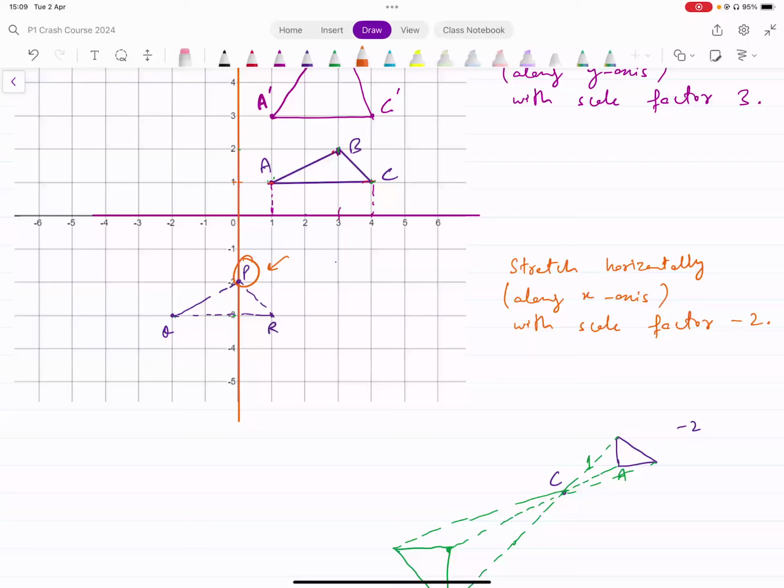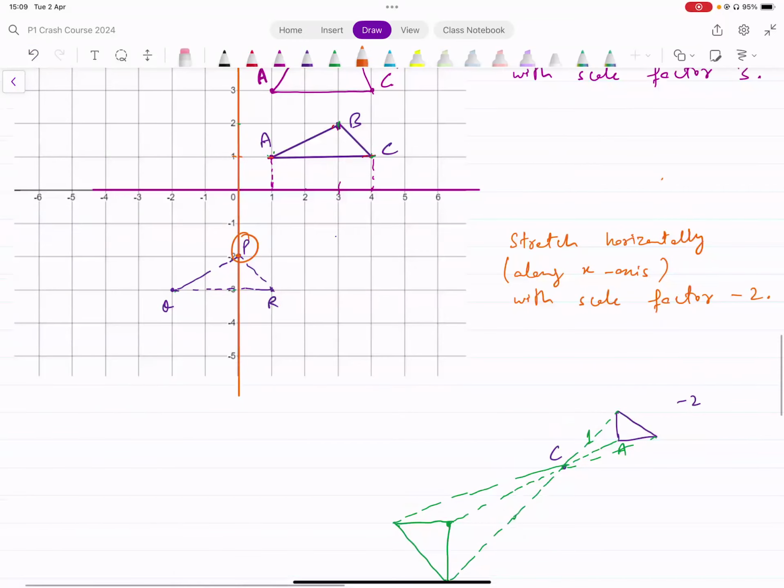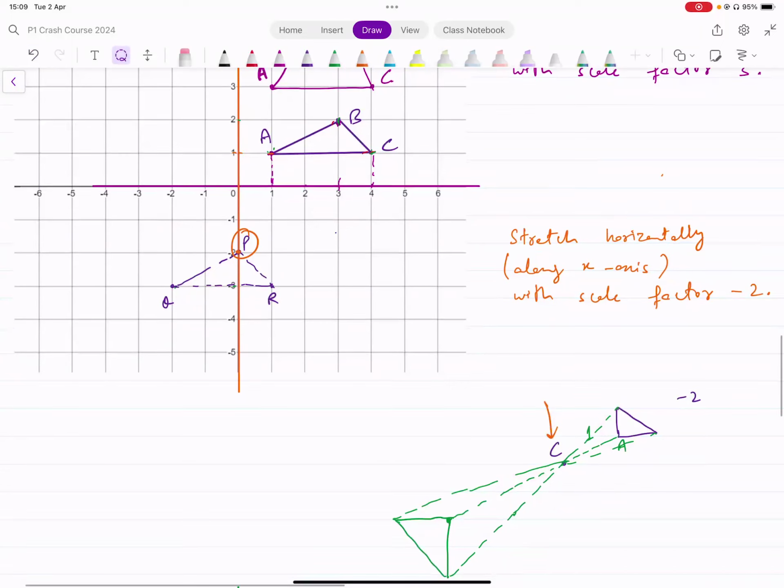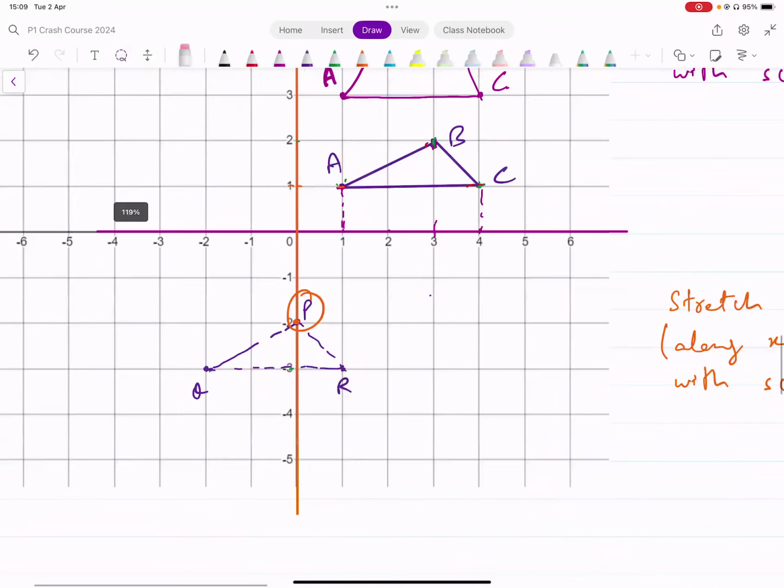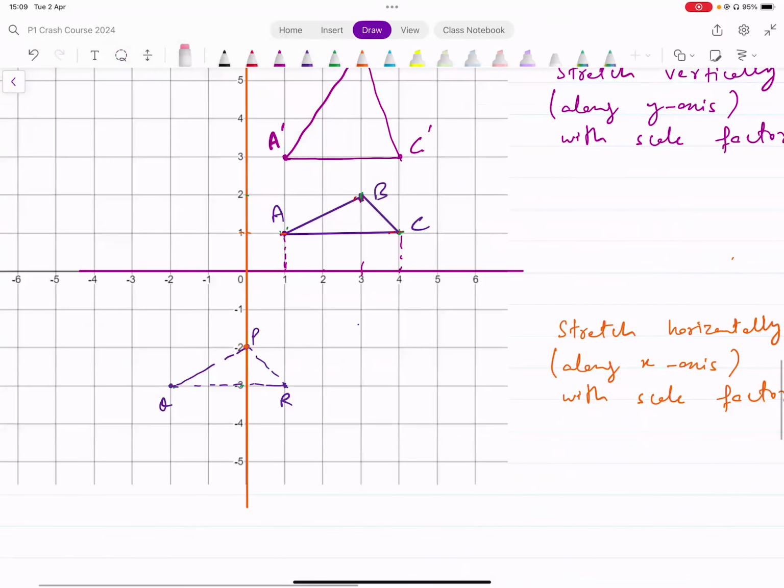What's the distance of P from the y-axis? It's 0. 0 multiplied by -2, it's still going to be 0. So the point P is going to stay there. That is not going to change. Just like an enlargement, if you had a point on the center of enlargement, that would not change. That would stay there. So if you have a point on the y-axis here, that is going to remain unchanged. Okay, the point on the y-axis, P, that remains unchanged.